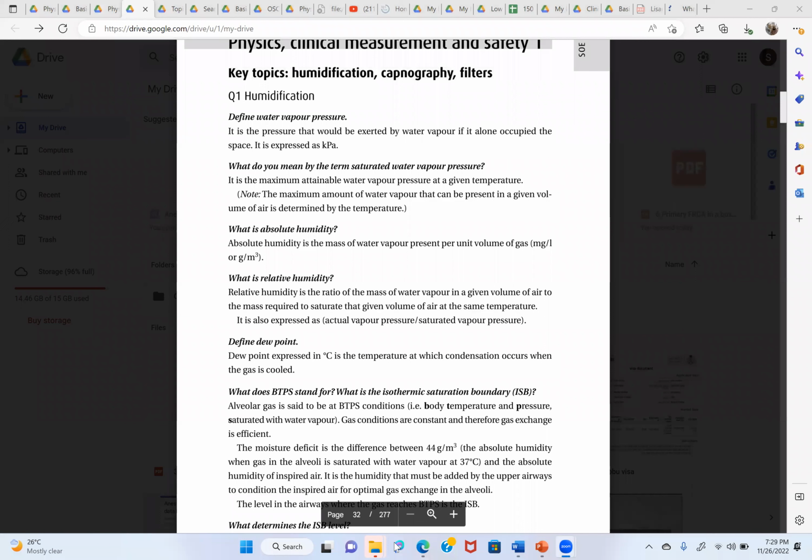Sir, what if we over-humidify a patient or a circuit, or over-nebulize sometimes? It can cause, first of all, an increase in resistance, and it will cause chances of bacterial contamination. These will be the problems which will occur.